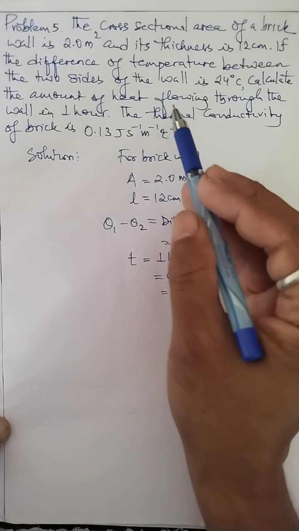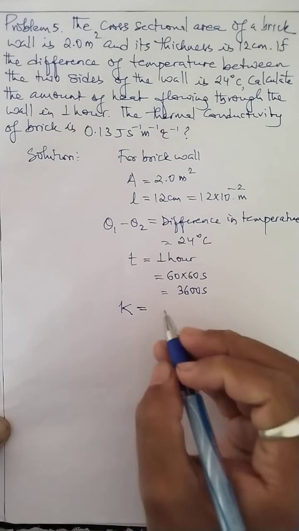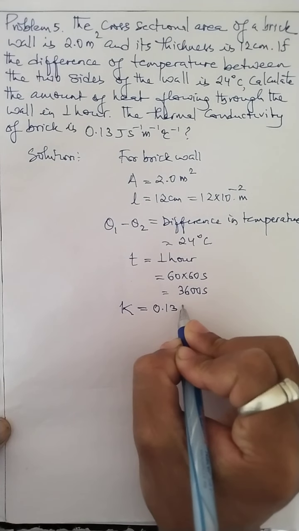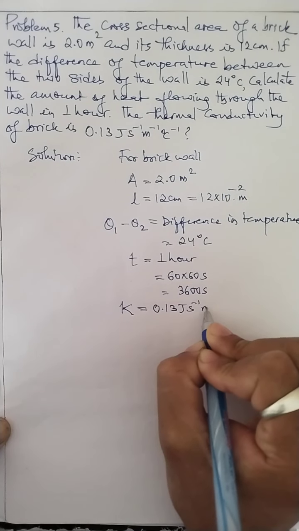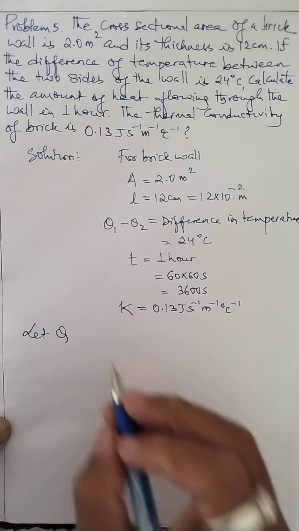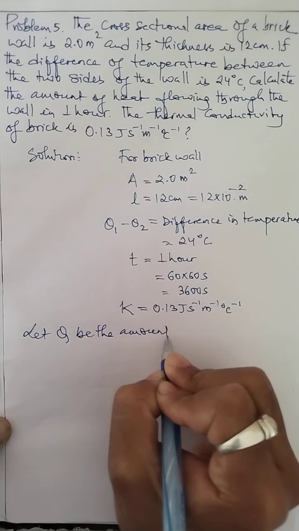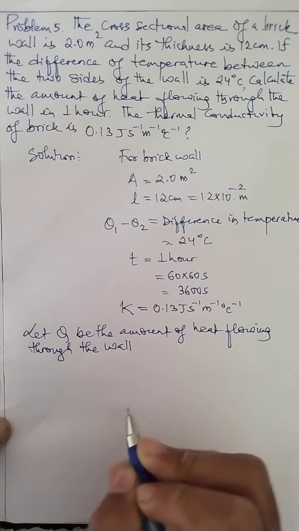Now, the thermal conductivity of brick is how much? Thermal conductivity is expressed by the letter K, and the thermal conductivity of brick is 0.13 joule per second per meter per degree Celsius. Now what we need to find is the amount of heat flowing through the wall. So I write that down as Q. Let Q be the amount of heat flowing through the wall.